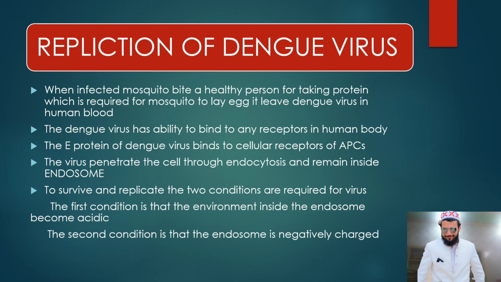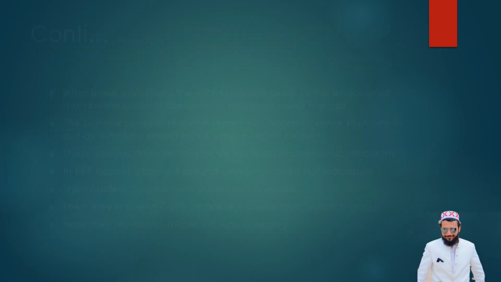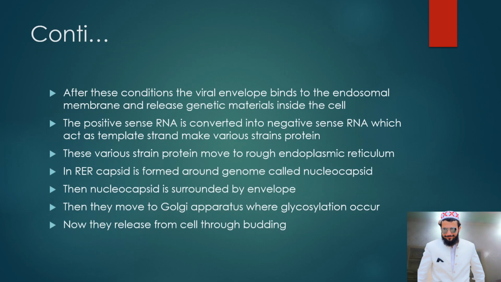To survive and replicate, two conditions are required for the virus. The first condition is that the environment inside the endosome becomes acidic. The second condition is that the endosome is negatively charged. After this, the virus envelope fuses with the endosomal membrane and releases genetic material inside the cell. The positive-sense RNA is converted into negative-sense RNA, which acts as a template strand to make various proteins.